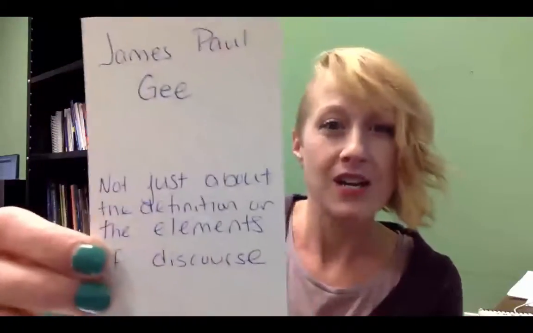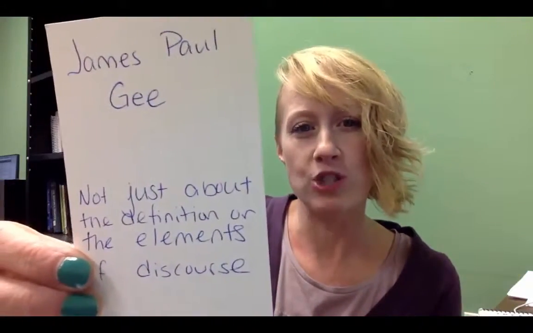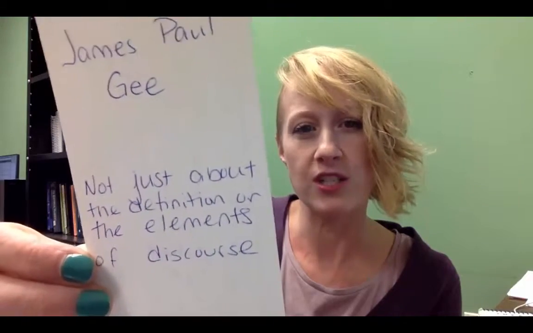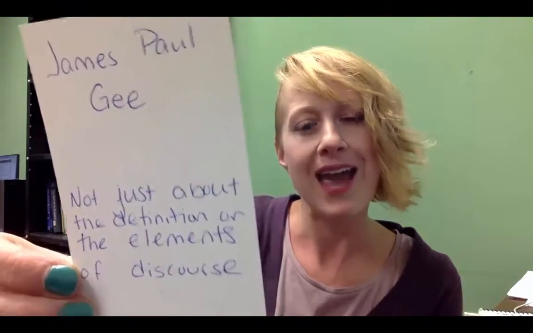One of the ways that I think about summarizing a text is first to identify what the key terms, key ideas are in the text. And so I use note cards. I'm going to share those note cards with you throughout this. So here I wrote James Paul Gee is not just about the definition of the elements of discourse. And I asked myself, so what is it about if it's not just the elements of discourse?